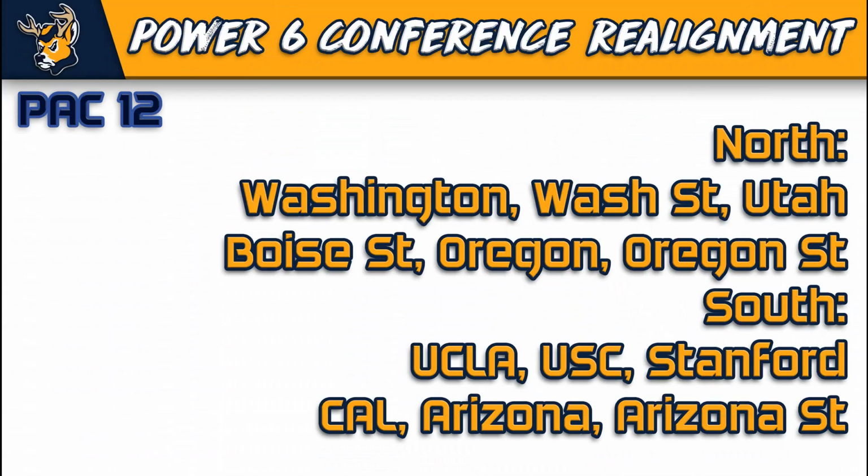We're going to be starting with the conference that has the least changes to it, and that is going to be the Pac-12. In the Pac-12 North, we have Washington, Washington State, Utah, Boise State, Oregon, and Oregon State. And in the Pac-12 South, we have UCLA, USC, Stanford, Cal, Arizona, and Arizona State. There's literally only 2 changes. You take out Colorado and you replace them with Boise State.